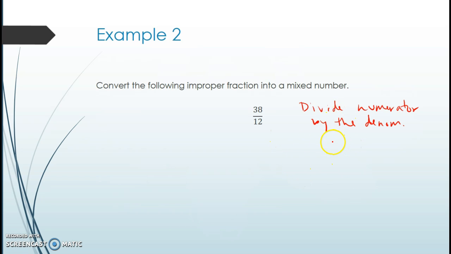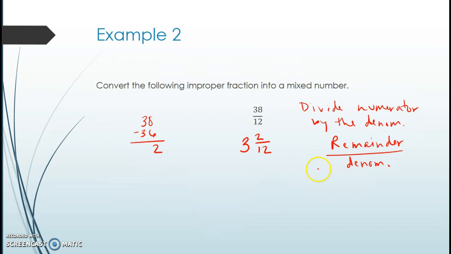And then at the end, anything that remains will be over our denominator. So I know that 12 goes into 36 3 times, so that's going to be my whole number. And so 12 times 3 gives us 36. So then we have, and I do this off to the side, 38 minus 36 to find my remainder, which is 2. And then I have 2 over 12 as my fraction.